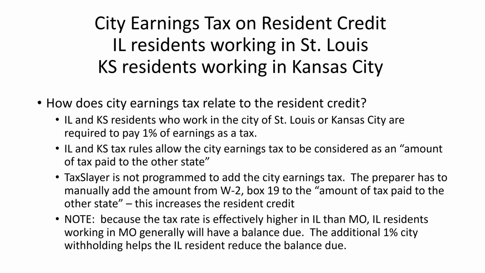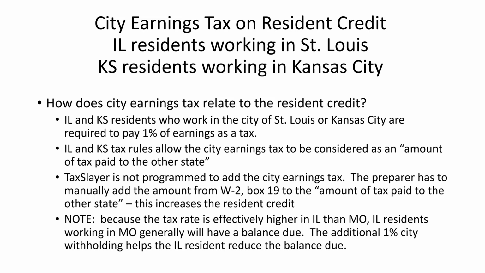Now, city earnings tax puts a little wrinkle on the resident credit. This will impact the Illinois resident that is working in St. Louis City, and it will impact Kansas residents that are working in Kansas City, because St. Louis and Kansas City each has a 1% earnings tax. So how does the city earnings tax relate to the resident credit? Well, the city earnings tax is 1%. However, the Illinois and Kansas tax rules allow the city earnings tax to be considered as an amount of tax paid to the other state. Even though it's paid to the other city, it's paid to the other state also.